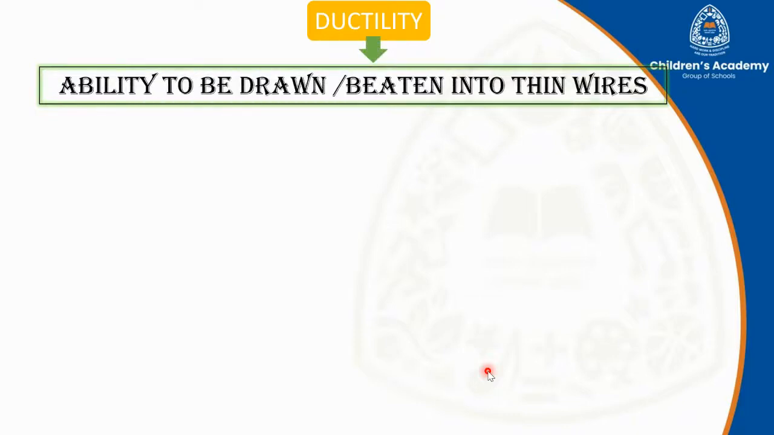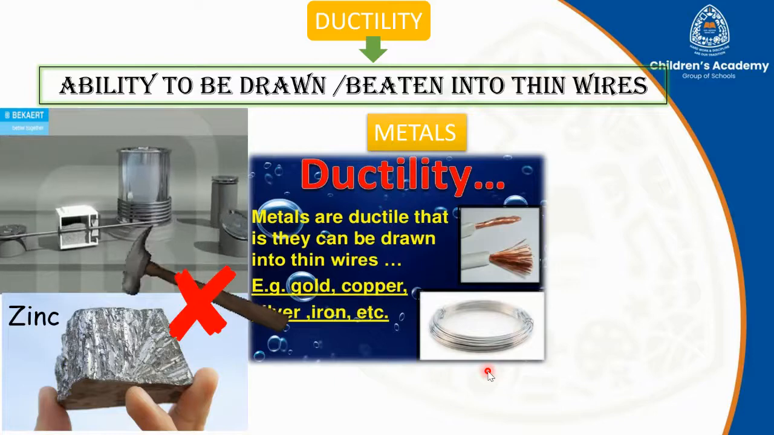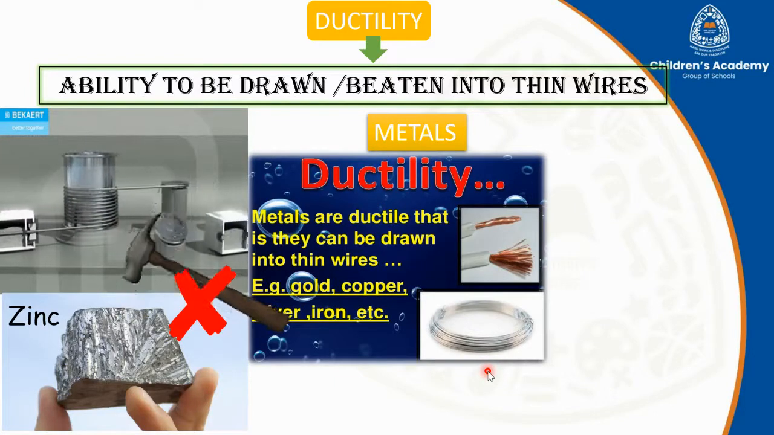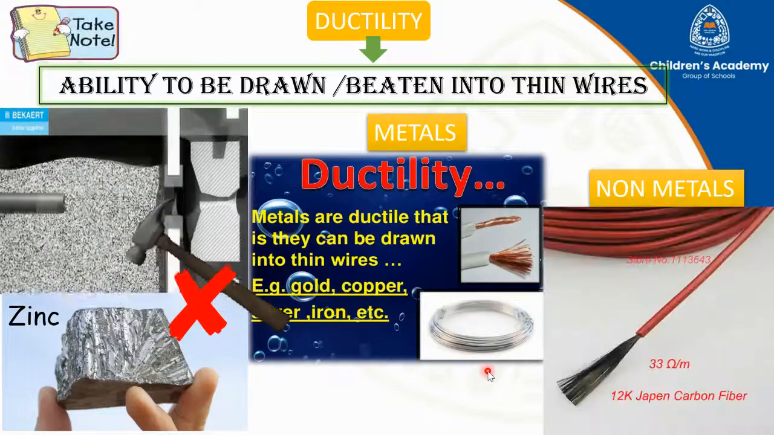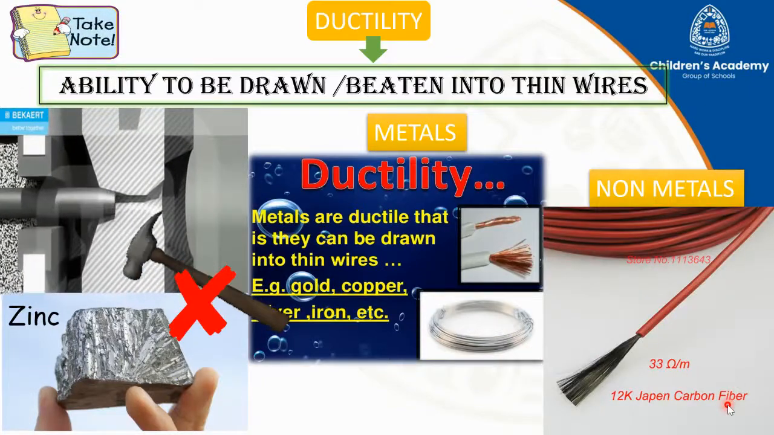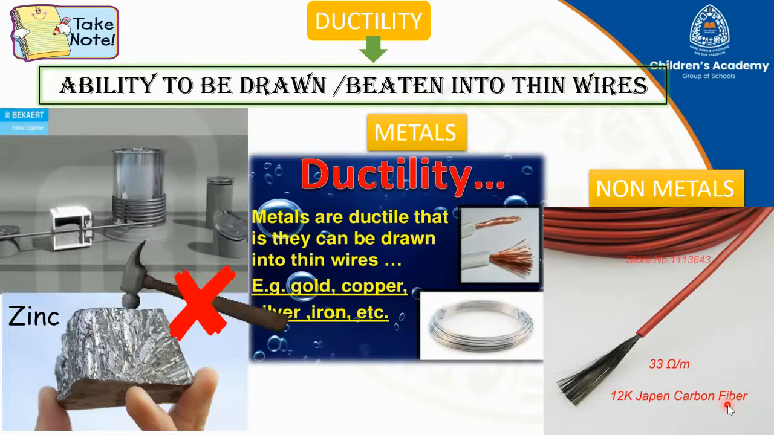Let us examine the fifth property, which is ductility. It means the ability to be drawn into wires. All metals except zinc are ductile. Just like malleability, non-metals do not show ductility except for carbon fiber. Note down the property and exception for metals and non-metals.